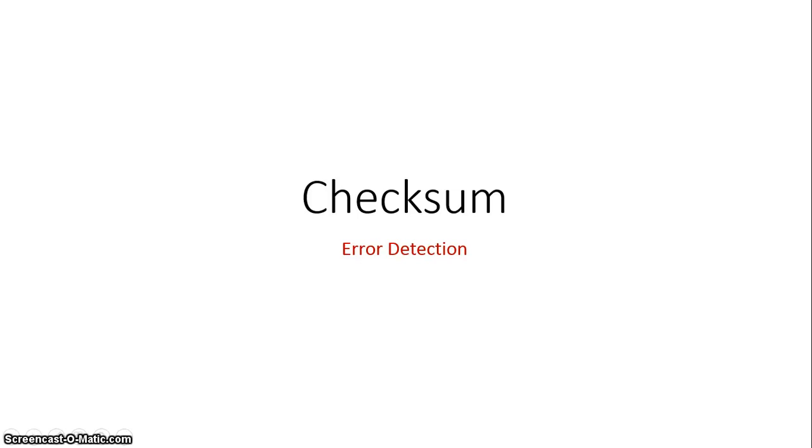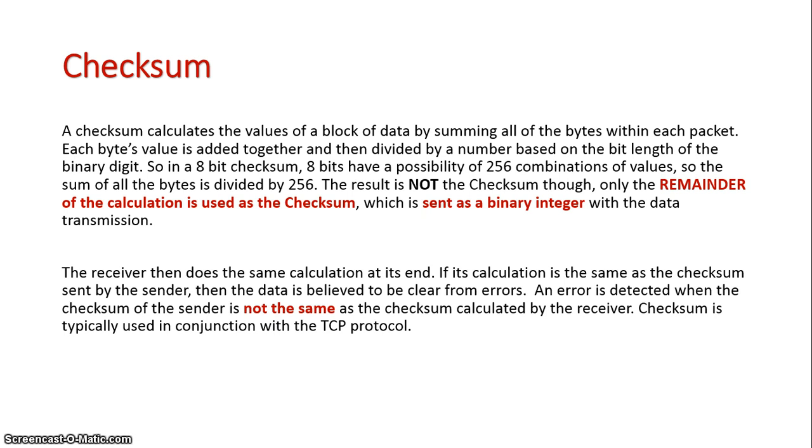We're now going to look at the use of a checksum for error detection. With a checksum, all the bytes in a block of data are added together. If 8-bit blocks of data are being sent at a time, that means there are 256 combinations. Each of those blocks of data could be in values. So we add all the actual bytes together and divide by 256.